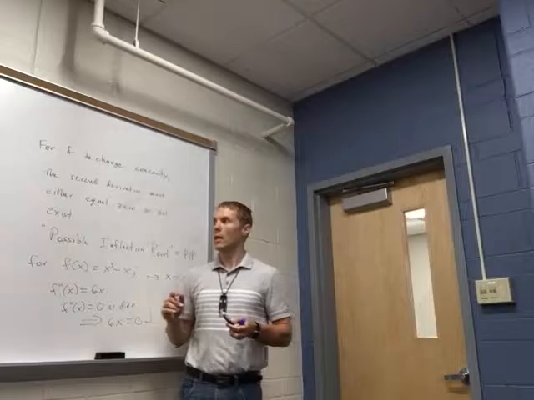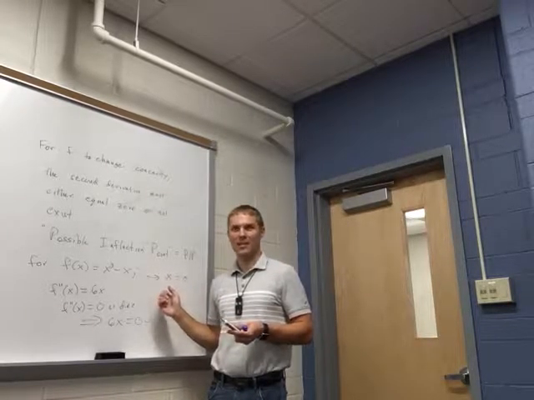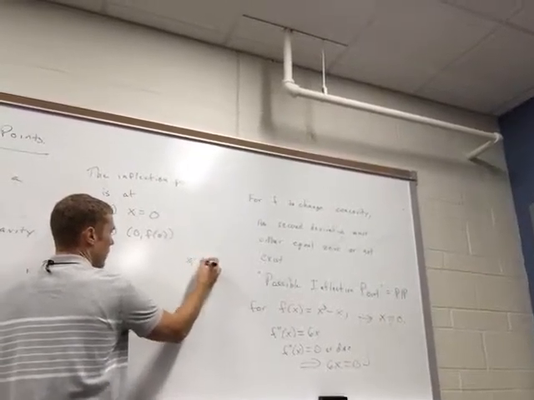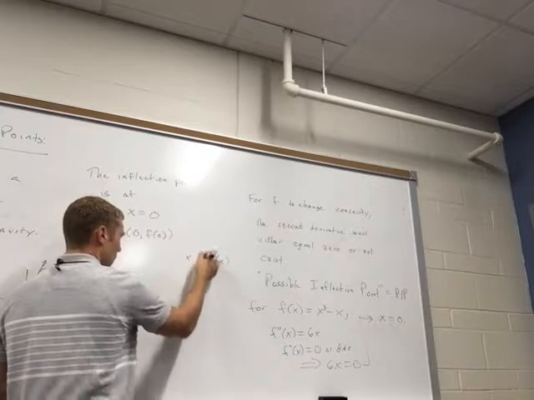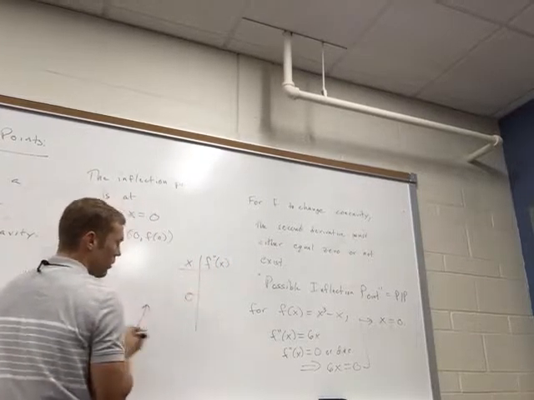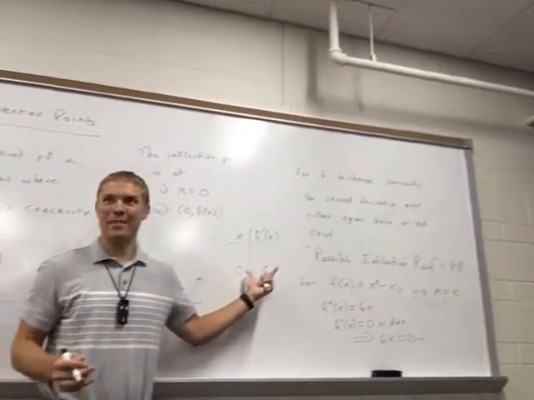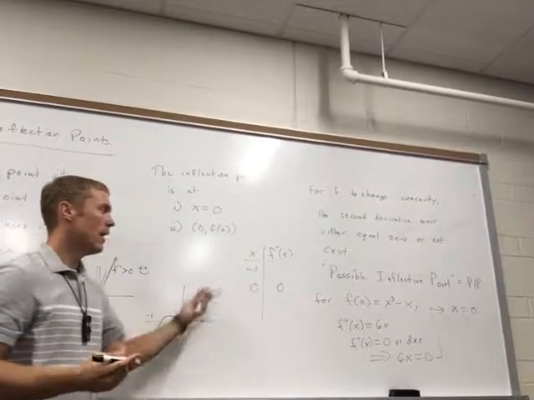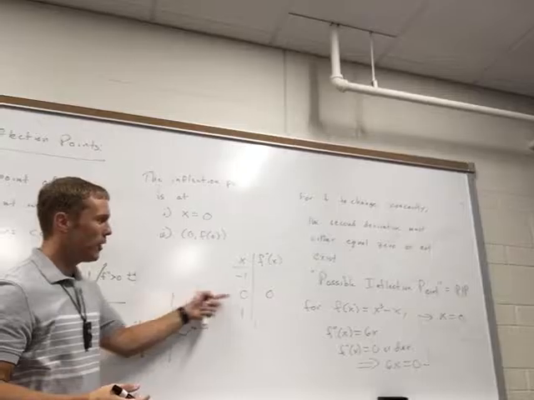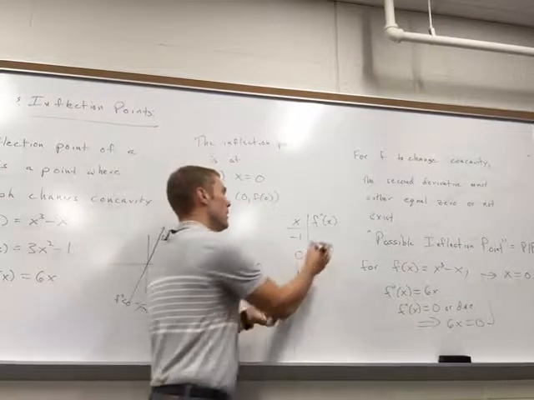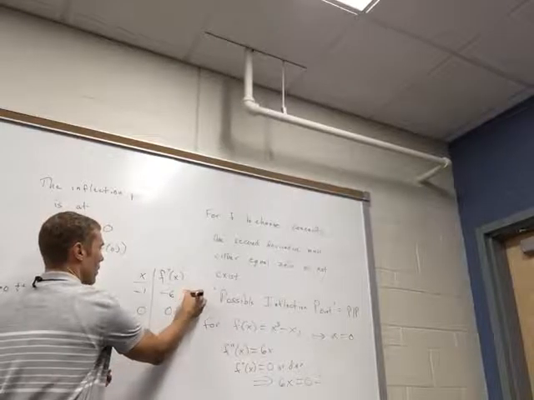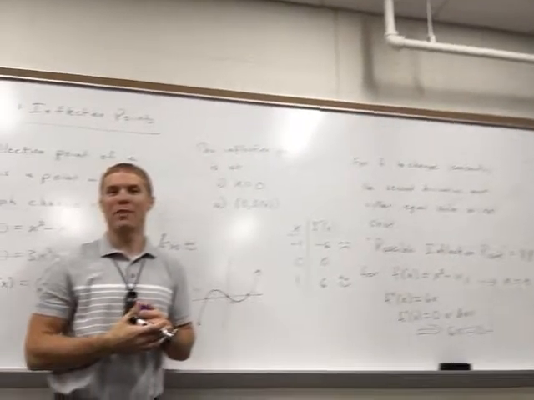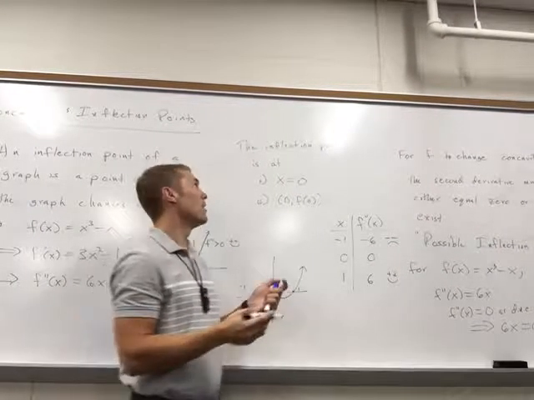Now, like we did with critical points, you still have to test this. To do that, you can simply make a table. X versus f double prime of x. Notice that at the value 0, the second derivative was 0. That's where it's possibly changing sign. Take a value to the left of 0, like -1, and a value to the right of 0, like 1. Plug them both into your second derivative. You get -6 and 6, which means concave down to concave up. This does show you have a change in concavity, so we do indeed have an inflection point.